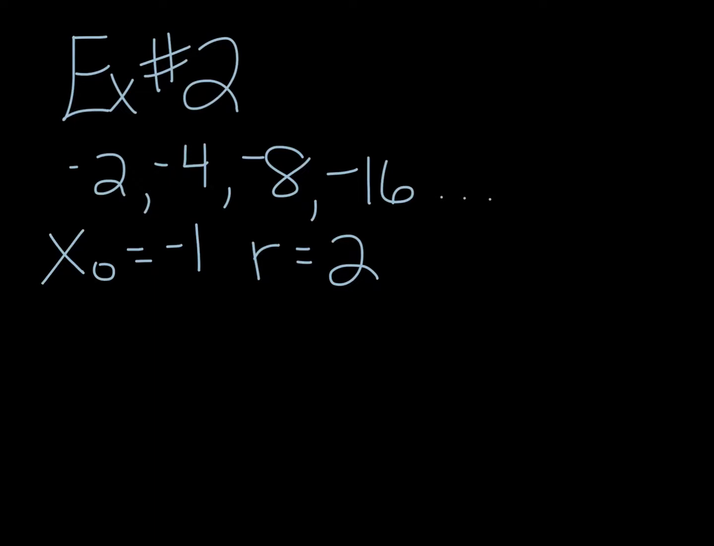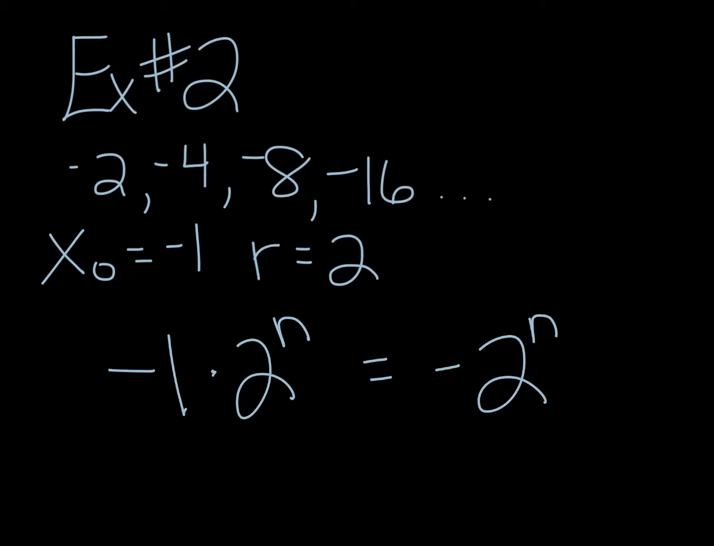So now let's write the formula. So we have the 0th term times the common ratio of 2 to the n power. So I'm going to go ahead and write this as negative 2 to the nth power and get rid of the 1. We could actually put parentheses in here to make sure the answer comes out negative.